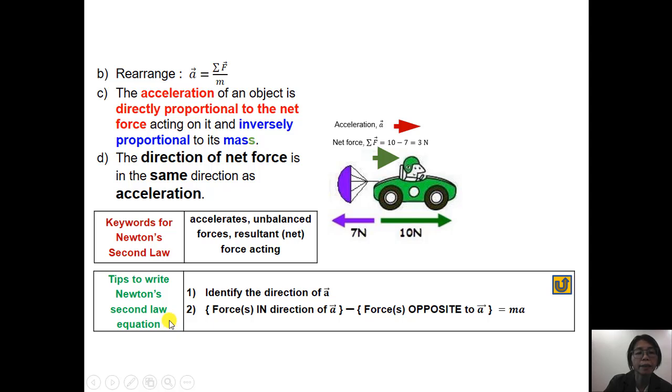Here are the tips for you to write out Newton's second law equations correctly. First, try to identify the direction of acceleration. Then, we are going to treat the direction of acceleration as positive. So, we take the forces in the direction of acceleration minus the forces that are opposite to the acceleration, then equate it to ma.